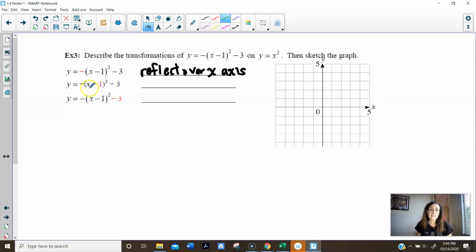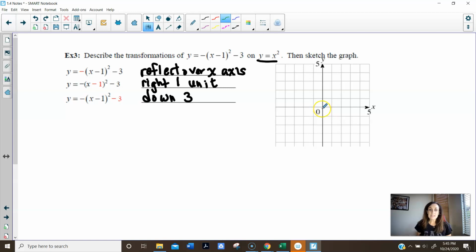And so that's going to make us go opposite of what we think, and it's going to move us to the right 1 unit. So right 1 unit. And then the subtract 3 is going to take the parabola. The parent graph is y equals x squared, and it's going to make us move down 3. Exactly what you think. If it's subtract 3, it's down 3.